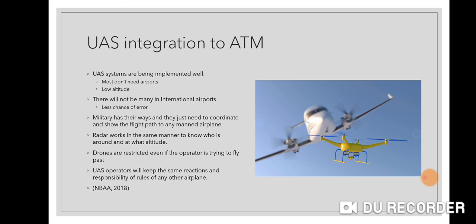I know the tower uses a code name, so they're able to see which military planes are flying around. That's a proper way of communication to know where everything's at. Radar works in the same manner to know who is around and at what altitude. The drone itself will have radar, for the ones that do fly at the altitude of commercial airplanes. And normal drones are restricted even if the operator is trying to fly past into getting somewhere else. So it's never been an issue unless the system is updated or there's a glitch or something.